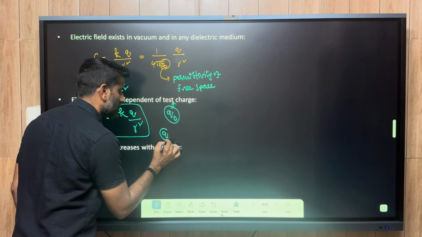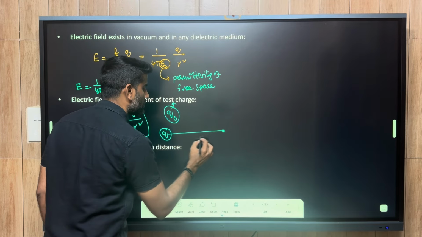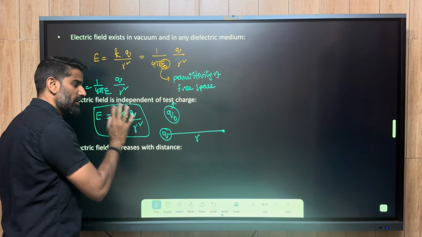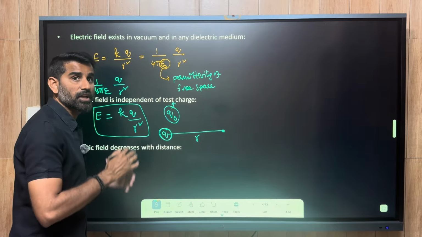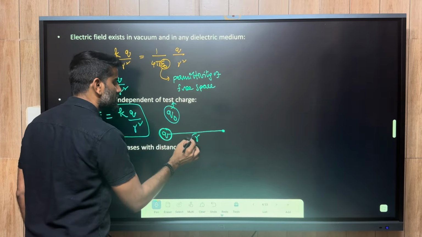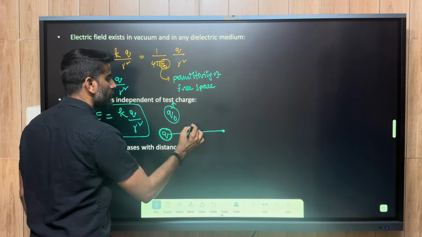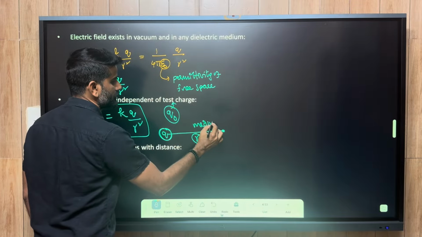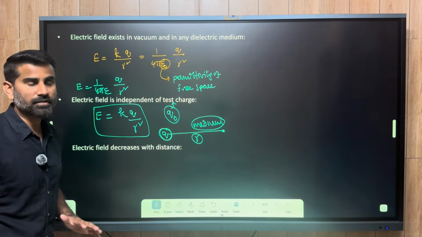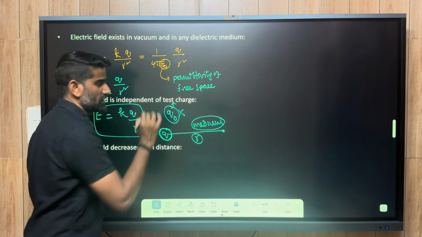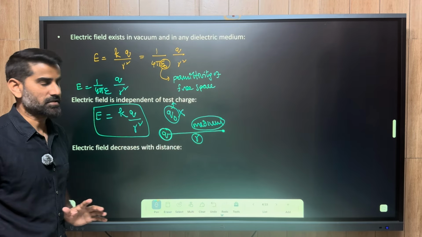Let's say Q is the charge and the point of interest where I am going to find the electric field is this one, at distance r. The electric field purely depends on the charge due to which the electric field exists, the distance r of the point of interest from the charge, and the medium as well. These are the 3 points on which the electric field depends, but not on the test charge. So electric field does not depend on the test charge, right?